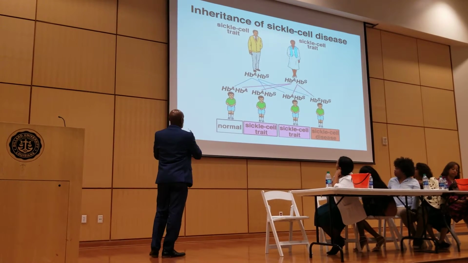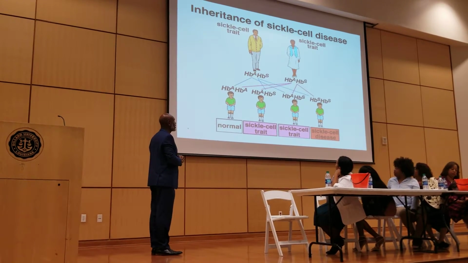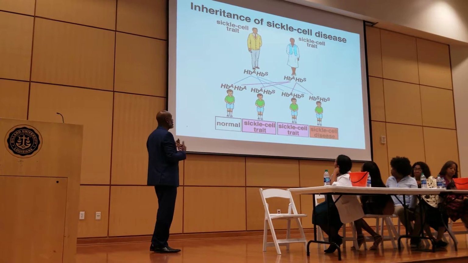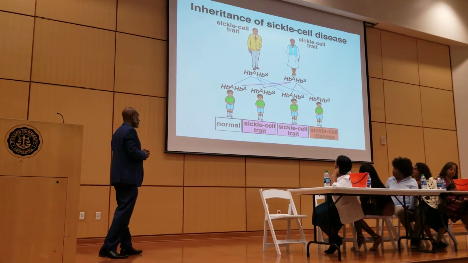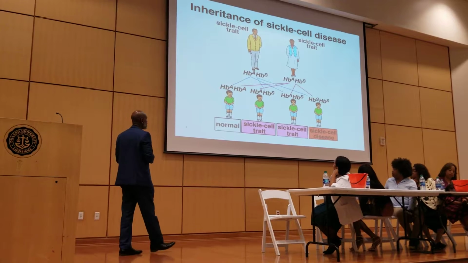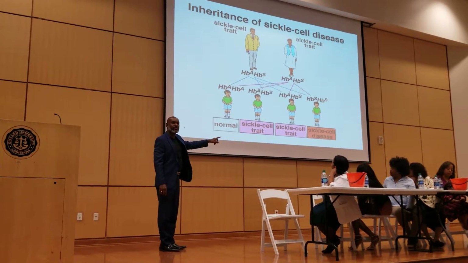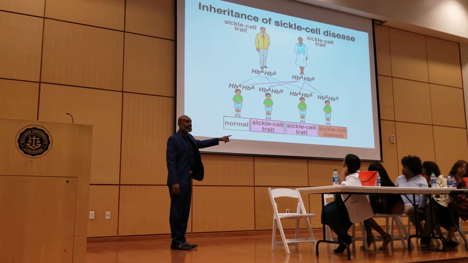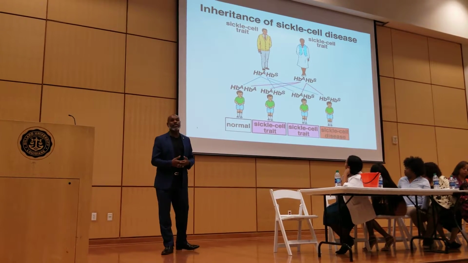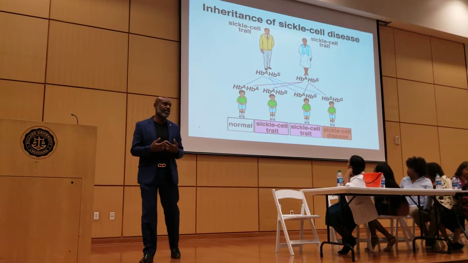He received the opposite, the recessive allele from his dad and the dominant allele from his mom, and therefore he's heterozygous. The last child on the end received the recessive from his dad and the recessive from his mom, and therefore he has sickle cell disease. So we are able to calculate, or to talk to a family, as a geneticist.